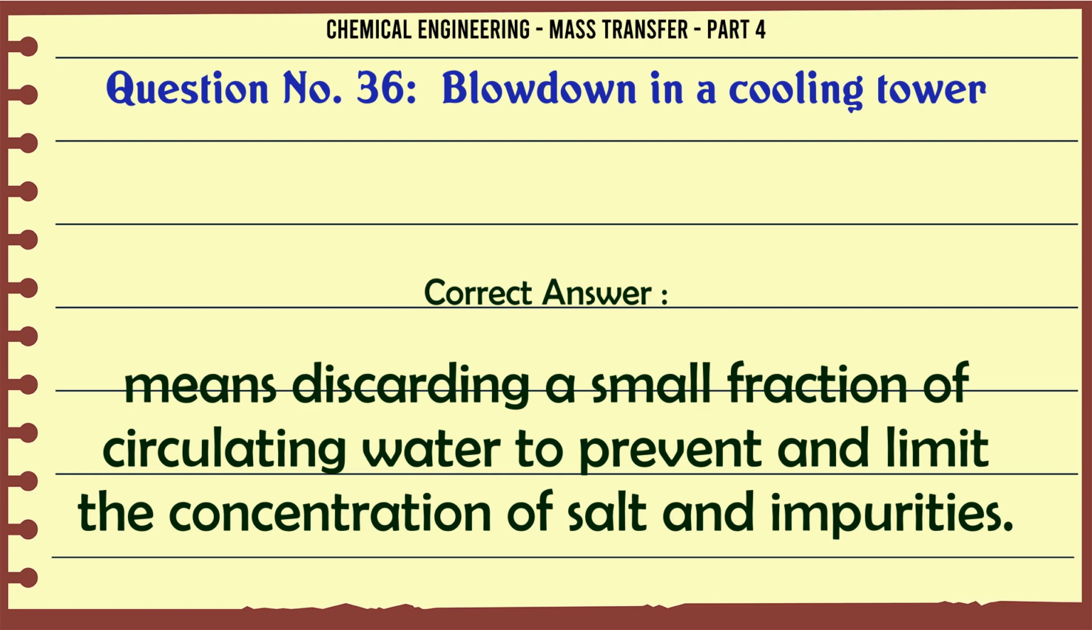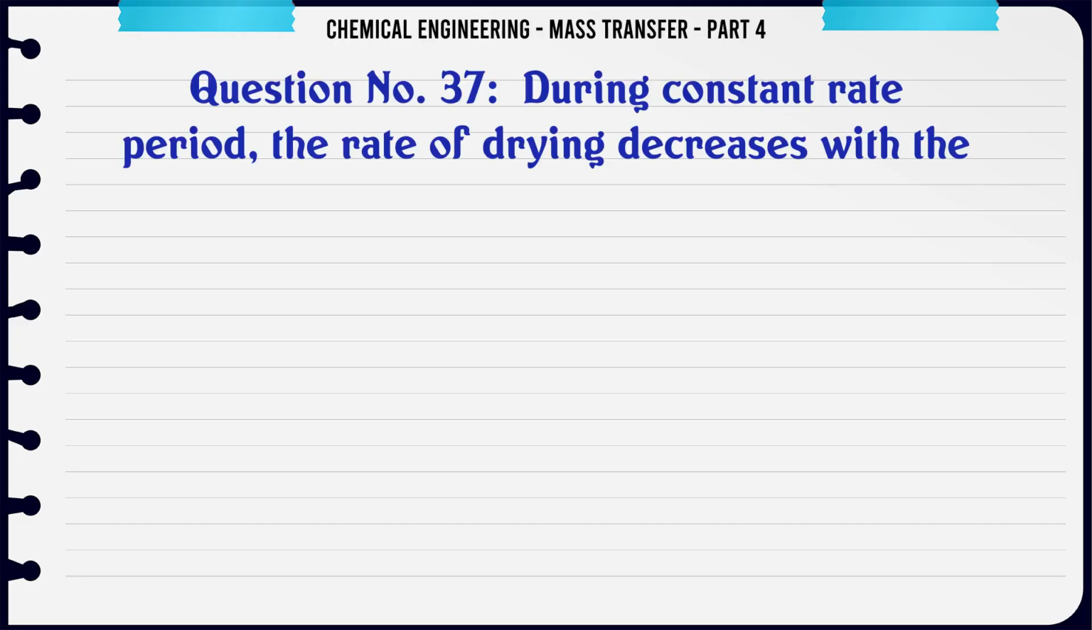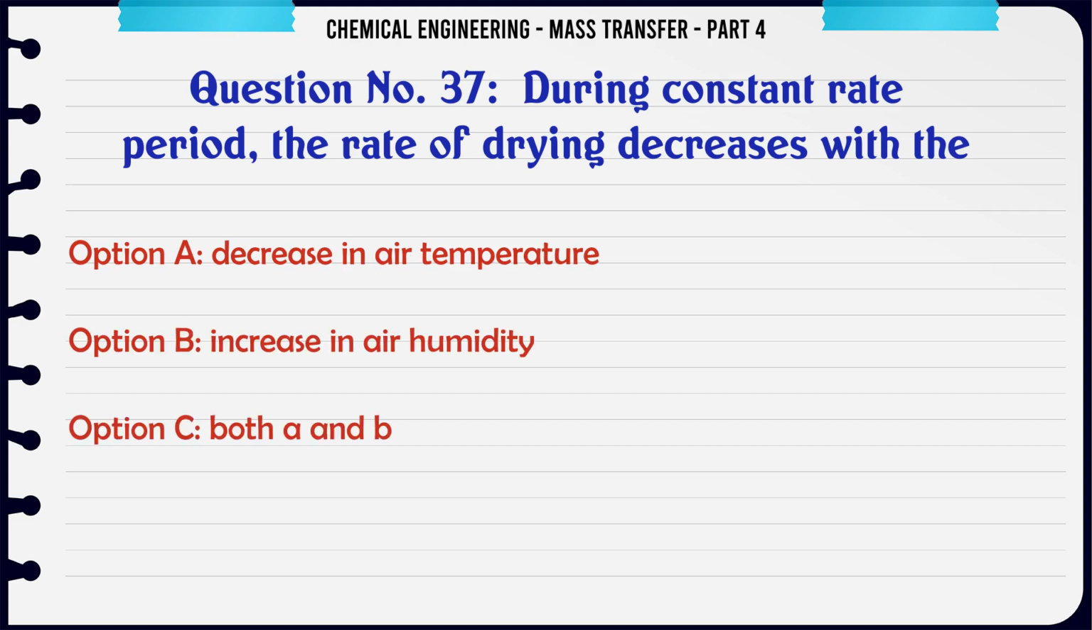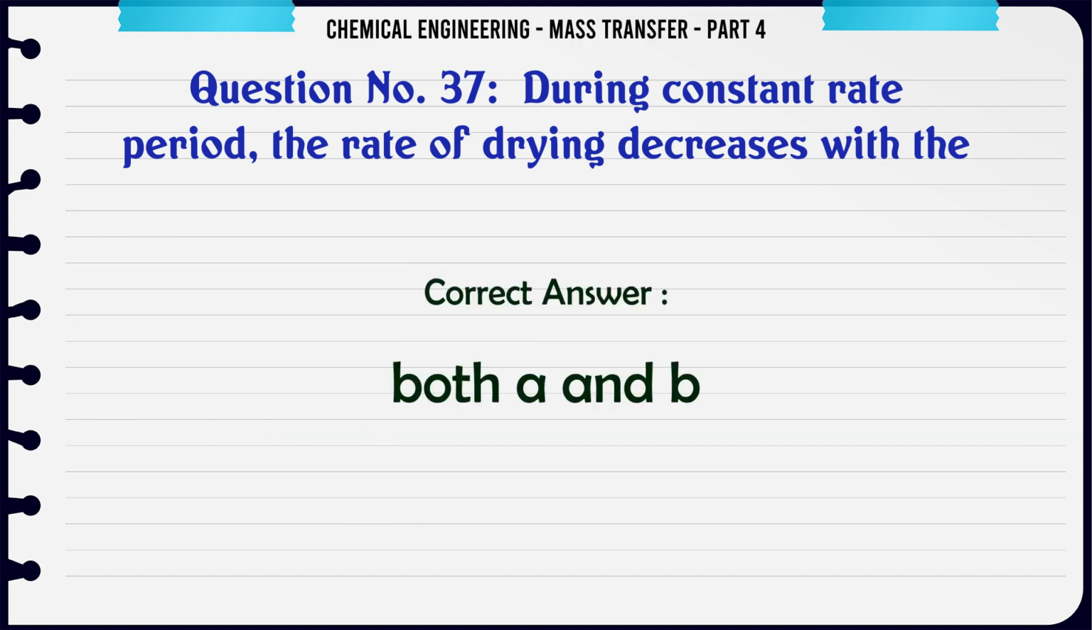The correct answer is: means discarding a small fraction of circulating water to prevent and limit the concentration of salt and impurities. During constant rate period, the rate of drying decreases with the A. decrease in air temperature, B. increase in air humidity, C. both A and B, D. neither A nor B. The correct answer is both A and B.